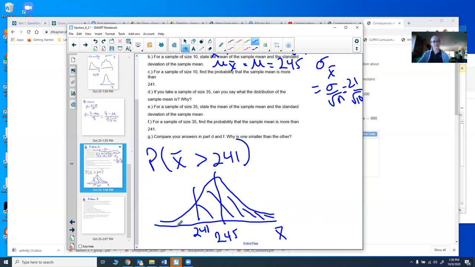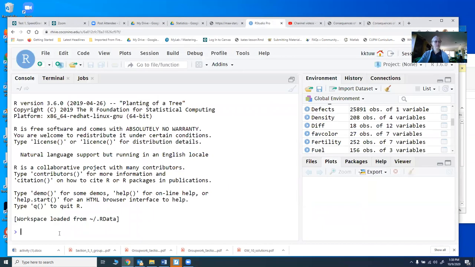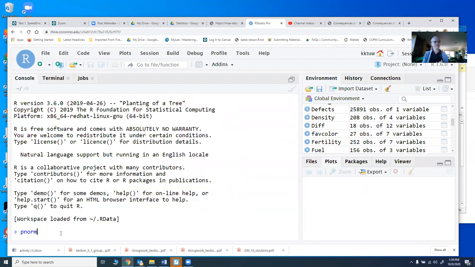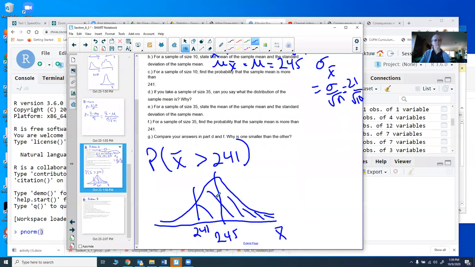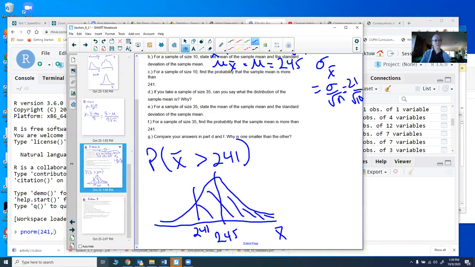We're going to use R for this, so I'm going to go into RStudio and calculate this. I can do this in an RMD file if I happen to have one open, or I can just do it in the console. Remember, pnorm is how we find probabilities of a normal distribution. pnorm stands for probabilities of normals. The value we were working with was 241. Then we have to put our mean, so let's go back and look at what our mean was. Our mean was 245.